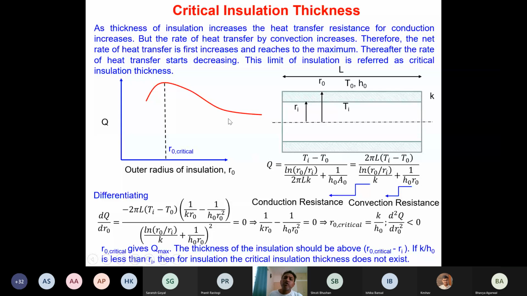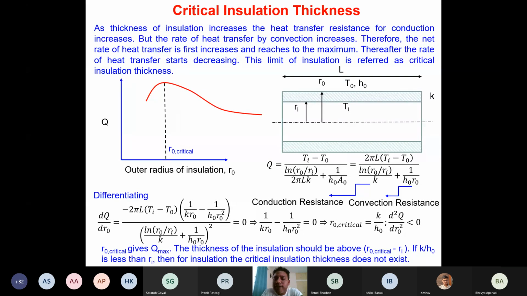Now, since we wanted to find the radius at which this maximum is going to occur, we have to differentiate this equation with respect to R naught and then equate it to 0. By differentiating with respect to R naught and equating to 0, we get 1 by K R naught minus 1 upon H naught R naught square equals 0. Based on this, R naught critical is obtained as K by H naught. So in the case of a cylindrical pipe, the critical insulation radius is K by H naught.